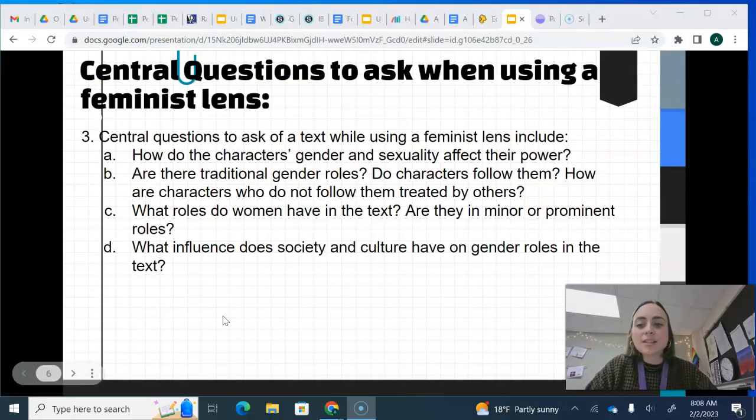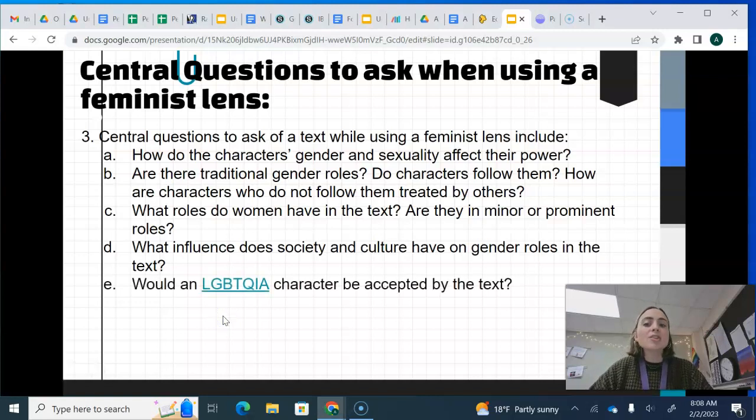The next question is going to be, would an LGBTQIA character be accepted by the text? So if you don't already know, based on the pride flags I have in my room or my pins, I identify in the LGBTQ community. I also have an older sibling who is non-binary, which means they use they, them pronouns, and they don't identify as a man or a woman.